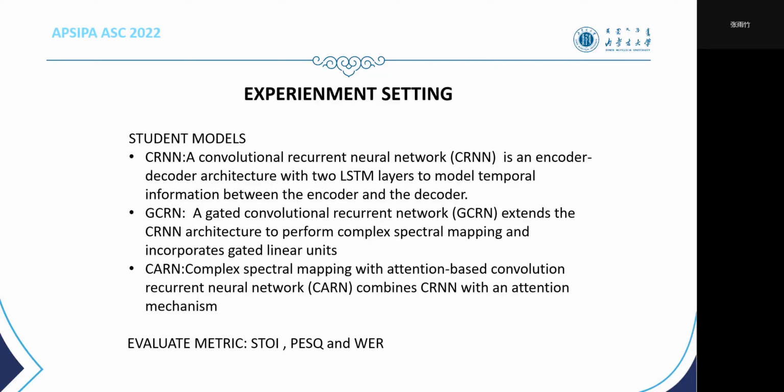The student models in our experiment are as follows. A convolutional recurrent neural network (CRNN) is an encoder-decoder architecture with 2 LSTM layers to model temporal information between the encoder and the decoder. A gated convolutional recurrent network extends the CRNN architecture to perform complex spectral mapping and incorporates gated linear units. Complex spectral mapping with attention-based convolutional recurrent neural networks (CARN) combines CRNN with an attention mechanism. The evaluation metrics of our proposed method are STOI, PESQ, and WER.